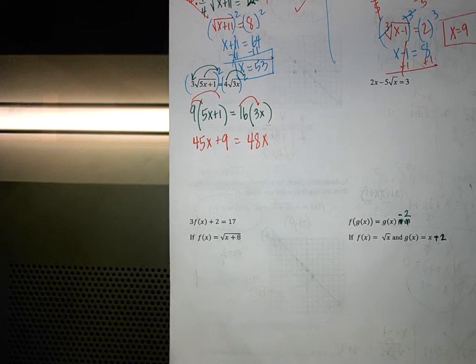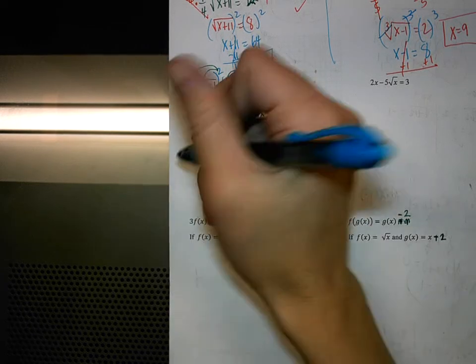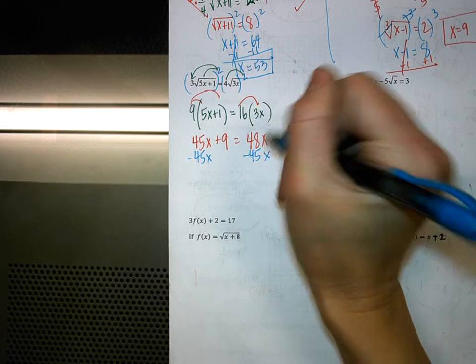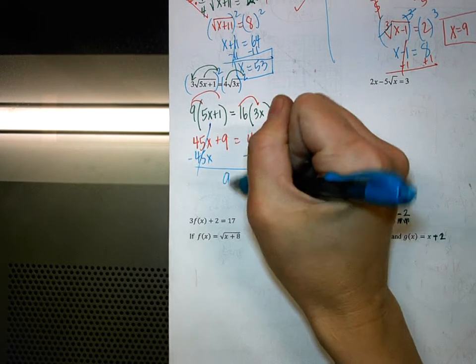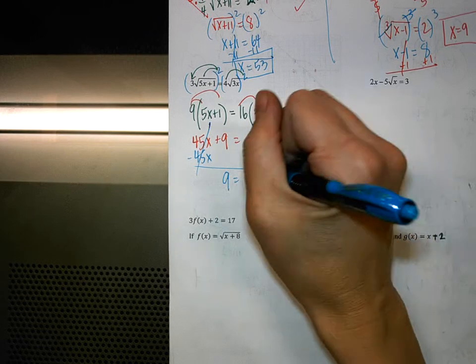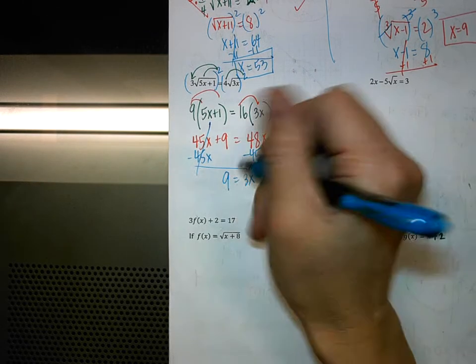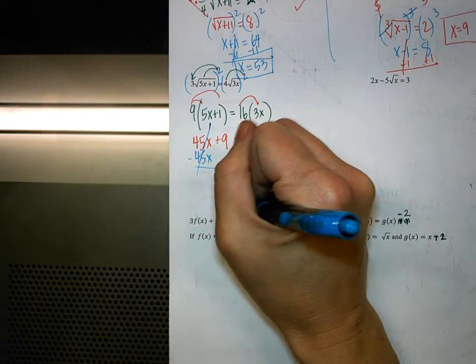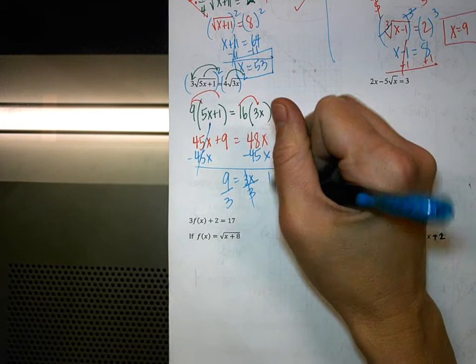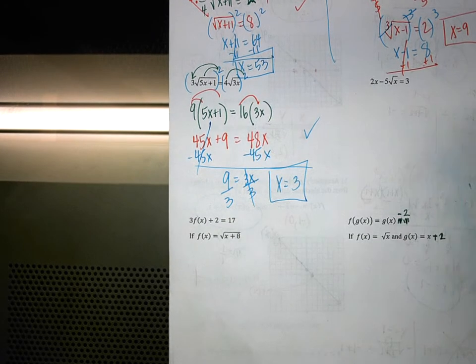Okay, now what? Subtract 45x. We want to get all of our x's together. 9 equals, what's 48 minus 45? 3x, and our last step would be divide by 3, and x equals 3. And guess what? It does check out. Okay.